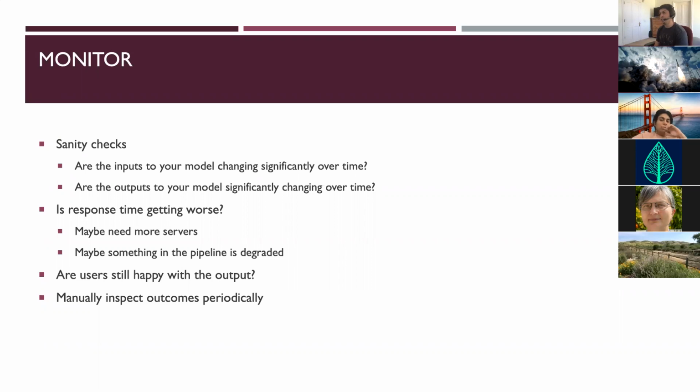One of the things I mentioned on a previous slide is response time getting worse. Maybe you can just throw more servers at it. Maybe something has gone wrong in the pipeline. So maybe you've got some background process, or now you're sharing a server with someone else. There's lots of different things there, because in a lot of these applications, response time is actually fairly important. In some, it's not, but if you do see fading response times, then you probably want to inspect that.